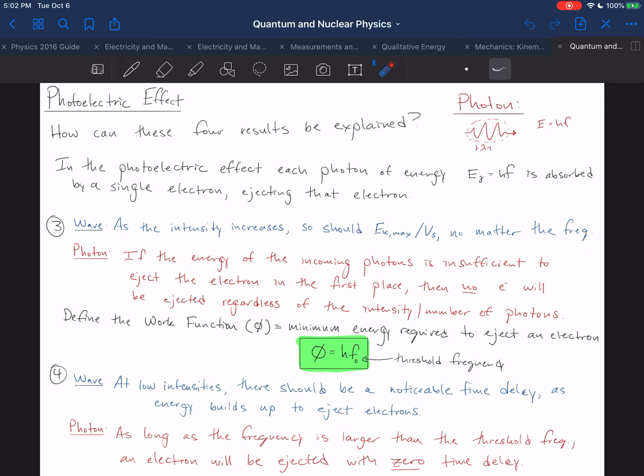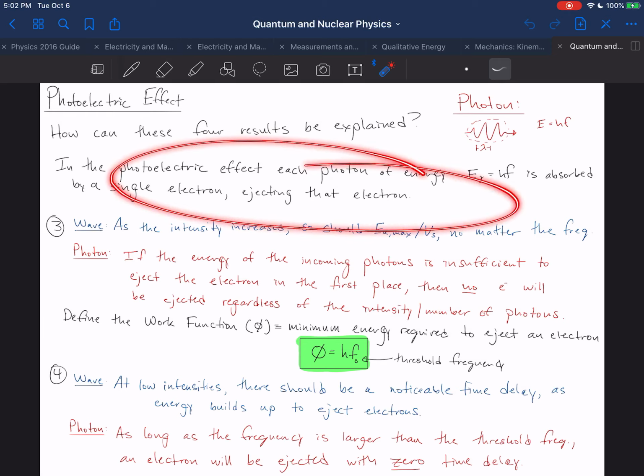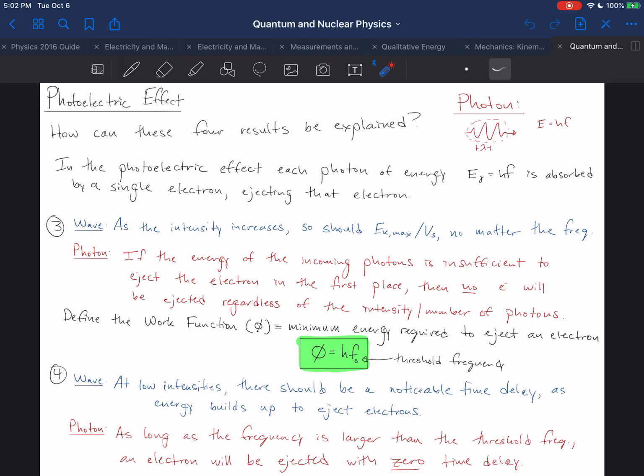discussed before from the photoelectric effect. And we're going to do so by reference to this single explanation. In the photoelectric effect, each photon of energy E equals hf is absorbed by a single electron, and that electron is ejected with the energy of that photon minus the energy required to eject the electron from the metal itself.